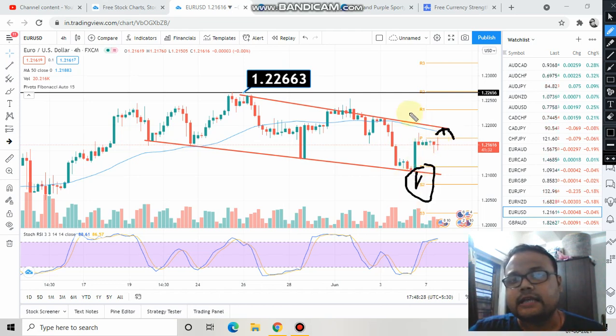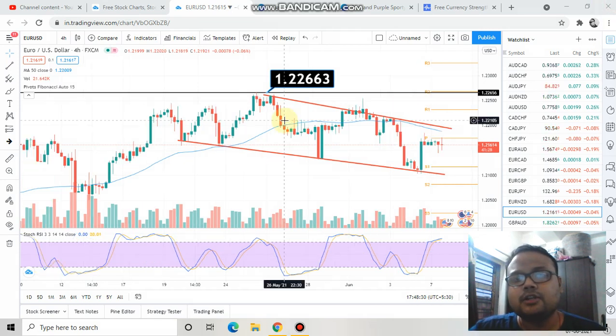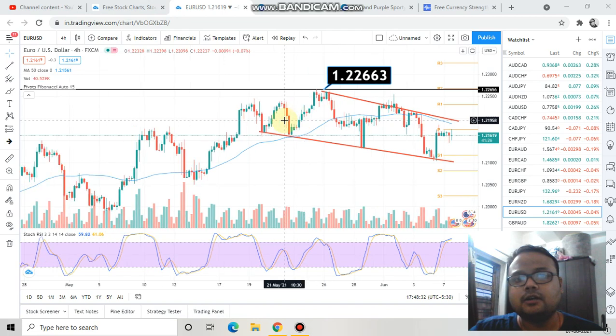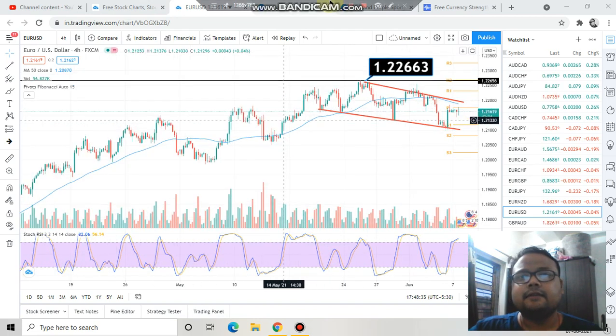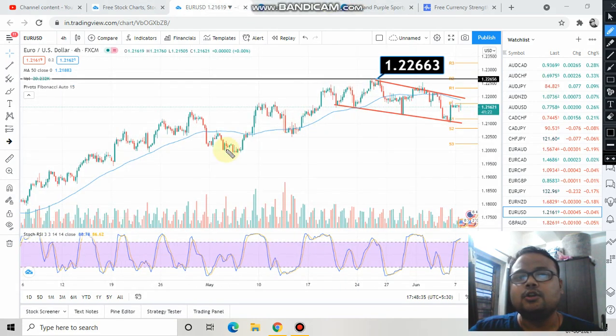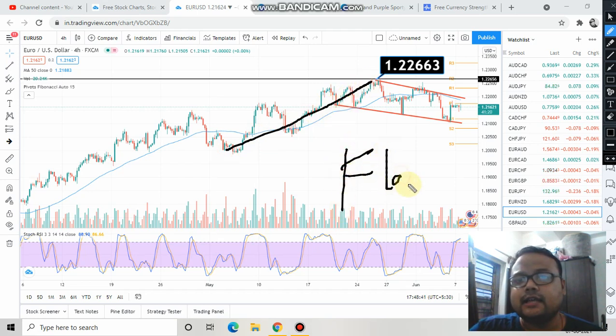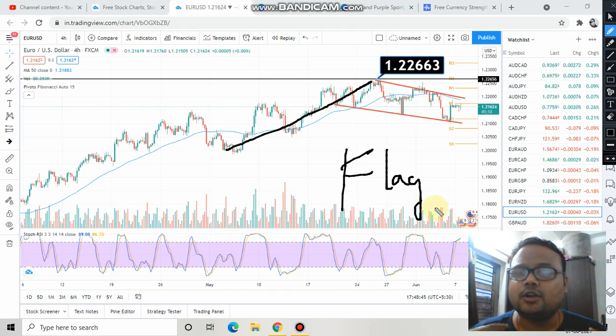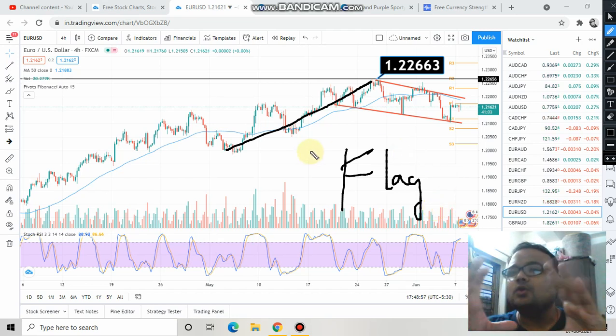First is this, second is this, and third is, if I zoom out the chart, then you can see that this looks like a flag pattern. Generally I do not talk much about patterns and all, because to be honest, I am not a big fan of patterns, but flag patterns work, sometimes. So we can see that right now it looks like a flag pattern.